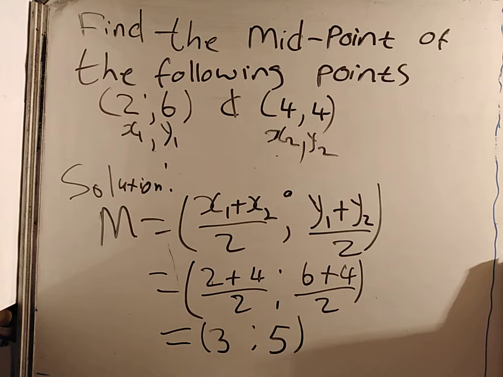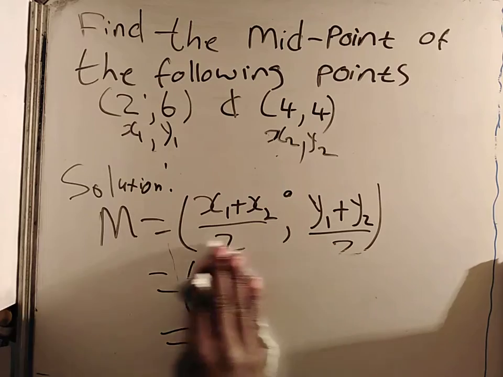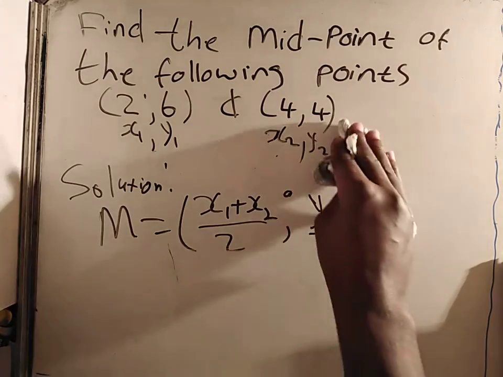So the point in the middle of these two points is what? It is 3 versus 5. Okay, so this is a midpoint. This is the x of the midpoint. This is the y of the midpoint. Right. Now, let us do another example.